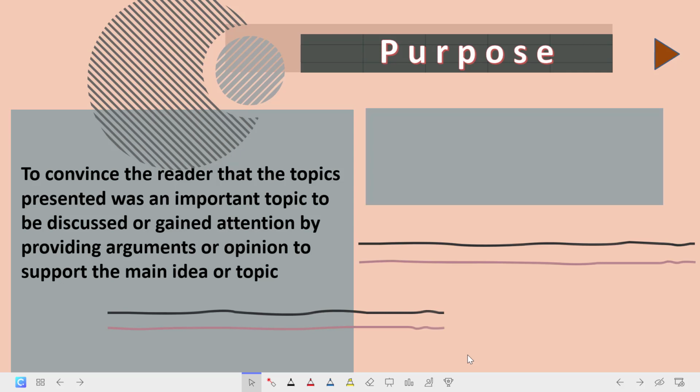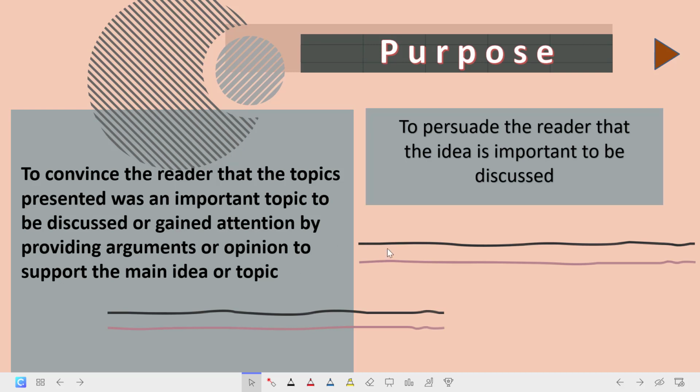Well, what about the purpose? The purpose of analytical exposition is to convince the reader that the topic presented is an important topic to be discussed or to gain attention by providing arguments or opinions to support the main idea or topic. It can also be to persuade the reader that the idea is important to be discussed.